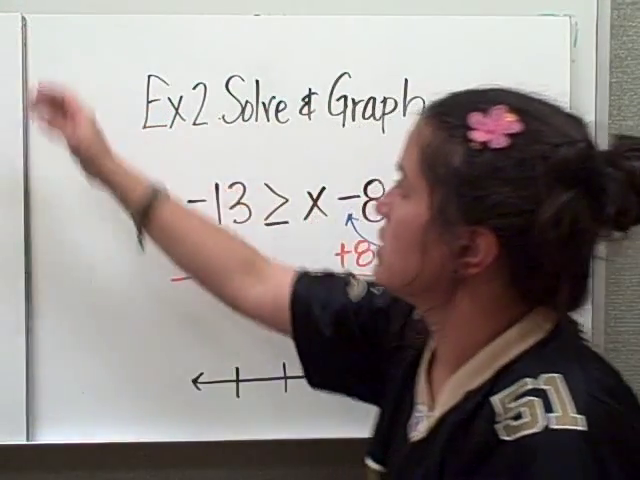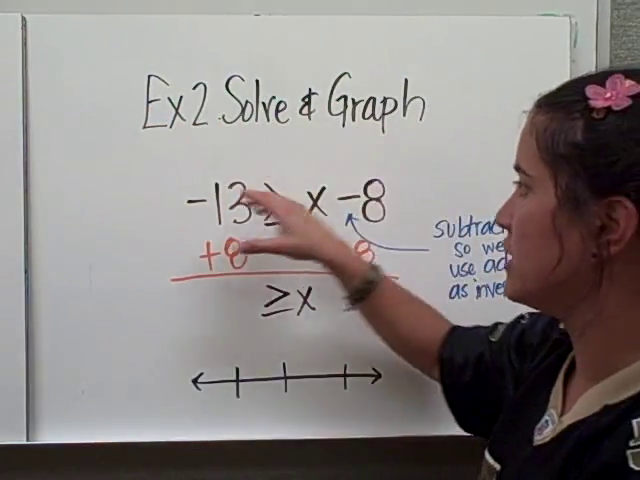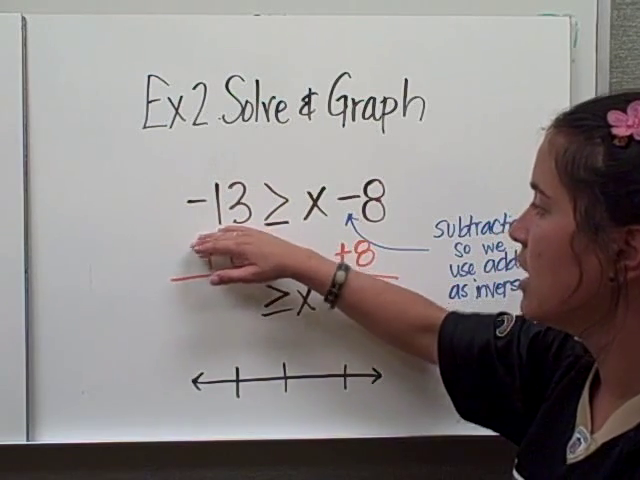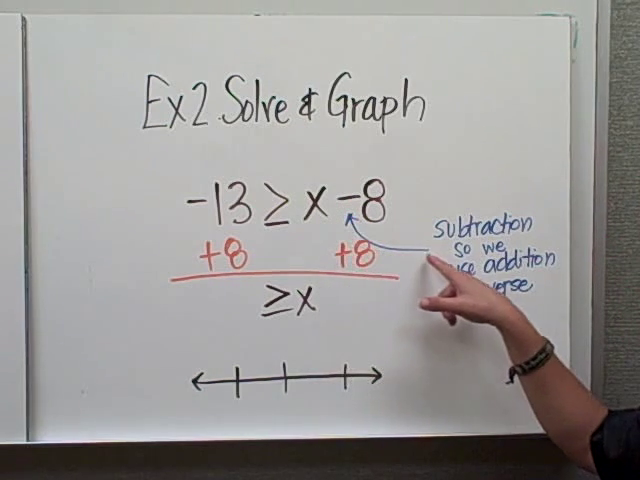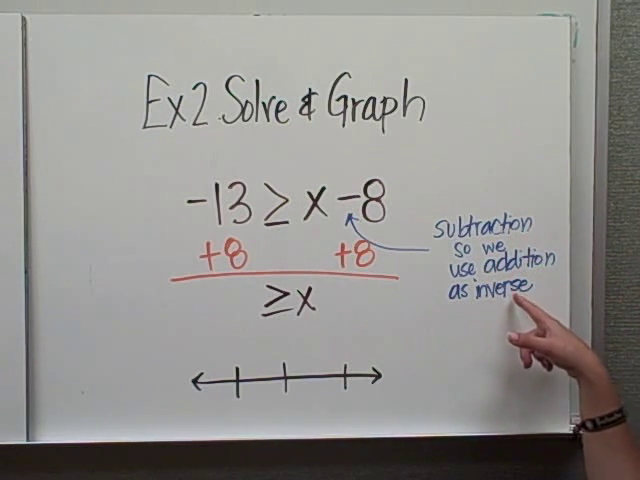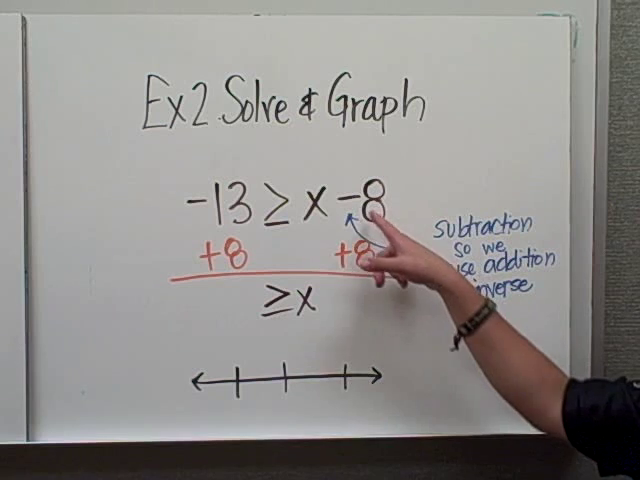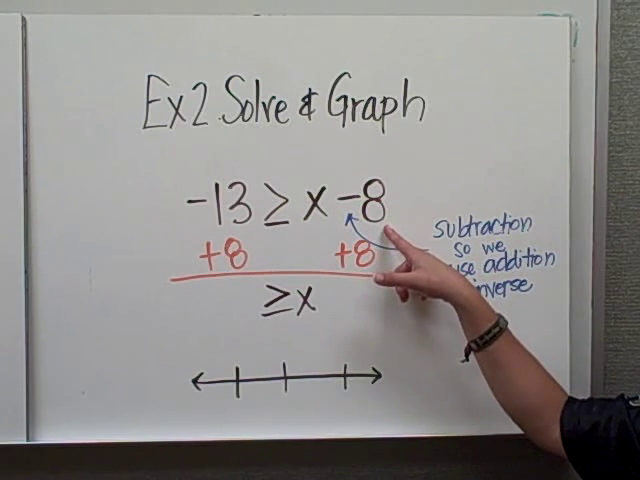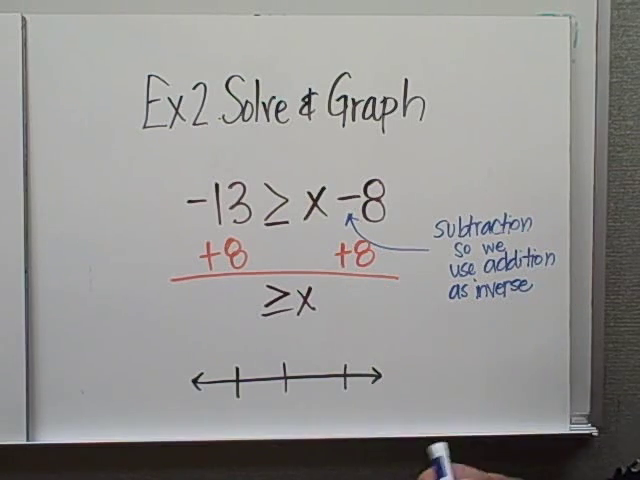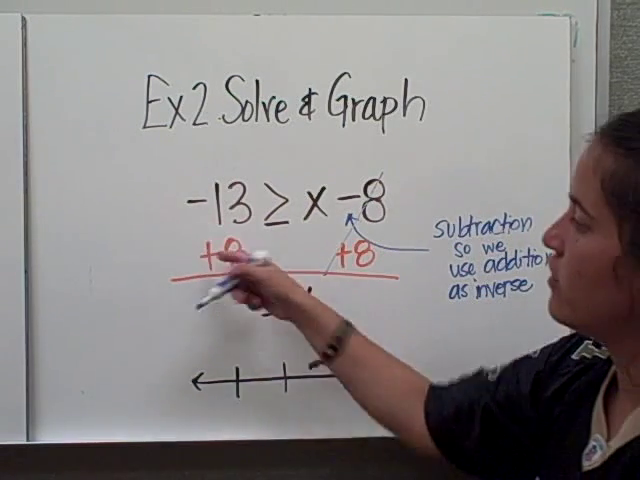So let's do another example together. Example 2, solve and graph again. I have negative 13 is greater than or equal to x minus 8. X minus 8, since this is subtraction, we can use addition as the inverse. So I've already started. It's x minus 8. So to undo that, I'm going to do plus 8 and negative 13 plus 8.